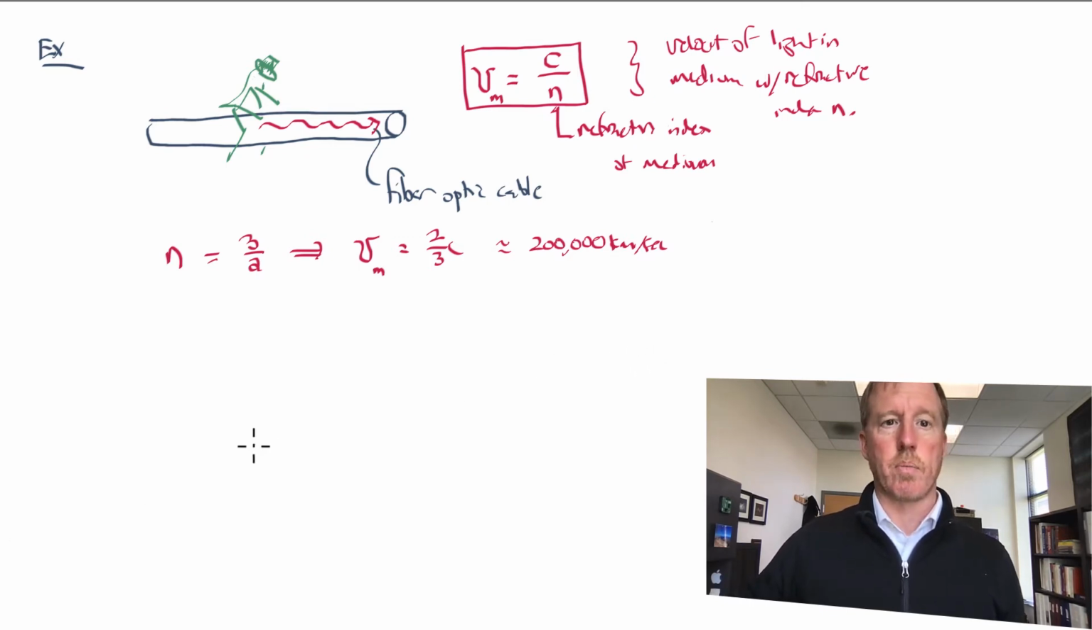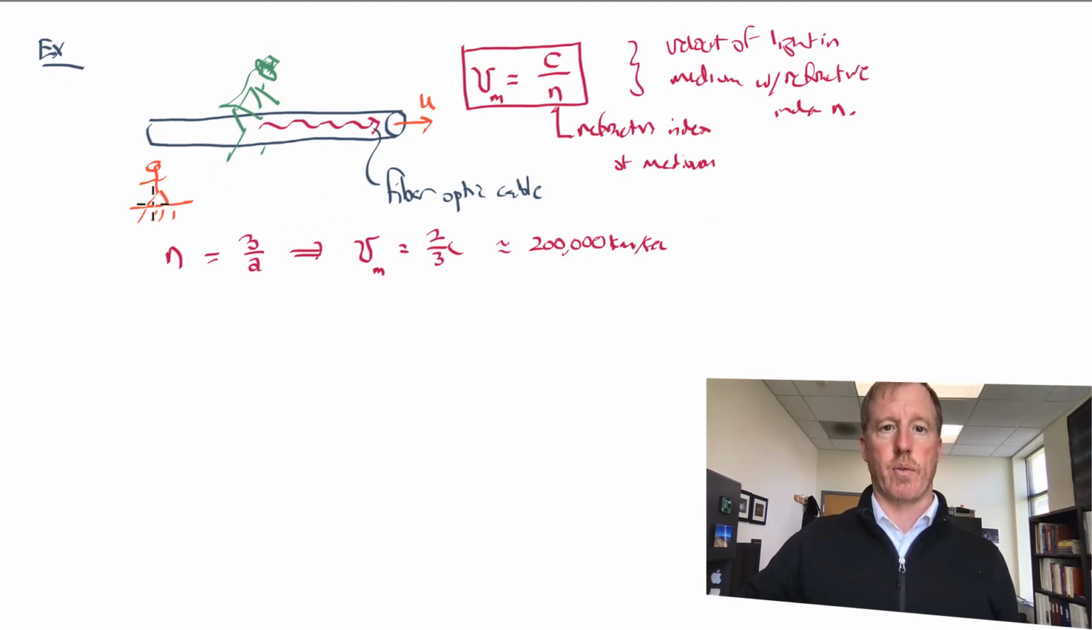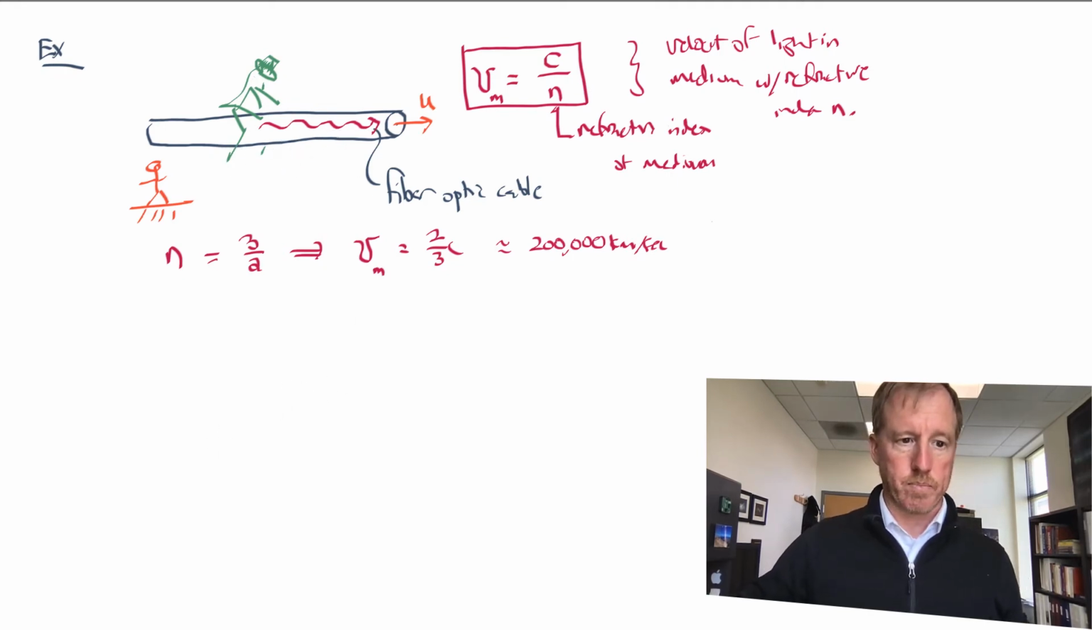Now let's suppose that this fiber optic cable and the person on top of it are flying forward in space compared to another observer. Suppose this fiber optic cable itself is moving at a speed u compared to another observer who's sitting here in the laboratory. This might be like a little gnome who's riding on the fiber optic cable, and this is someone who's watching the gnome and the fiber optic cable rush past with the light traveling through it. And the question I want to ask is, what is the speed of the light?